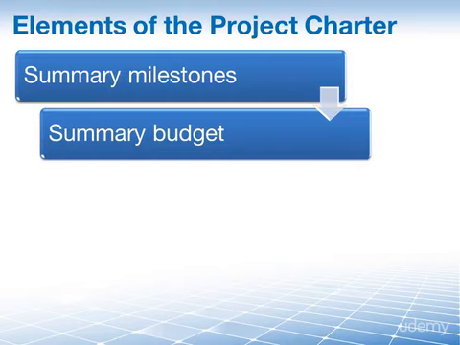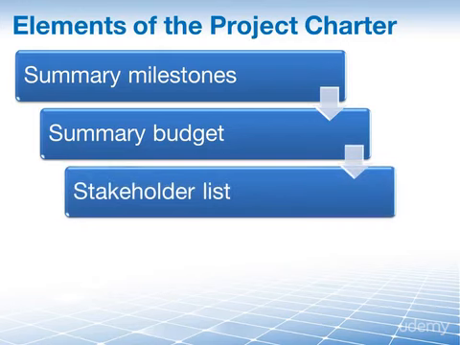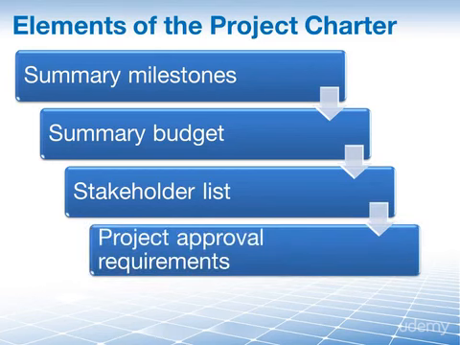It does not mean that these are both set in stone. You will have a stakeholder list. The project charter identifies the primary stakeholders on your project at this time. There will be project approval requirements. This is related to the objectives and success criteria in terms of defining who decides and who has the authority to sign off if these objectives and criteria are met.